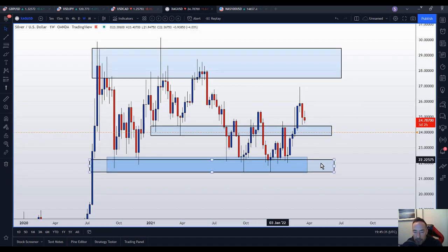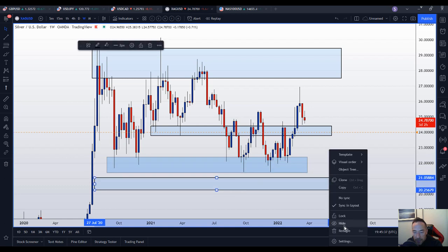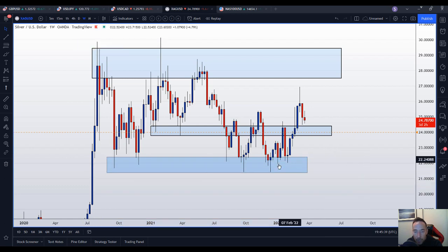We can see that seems to have a lot of zones here. We can see that bounce, new high. I'm looking for that pullback into this zone where we've seen buyers come in before, around about 24, and then I'm looking for that push up. So, I've got my alert set, 24.